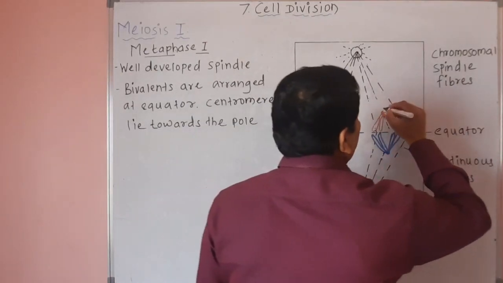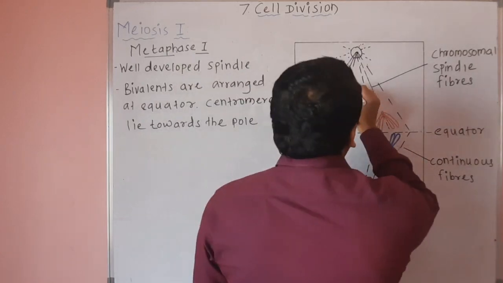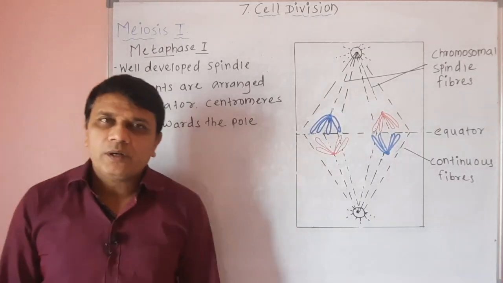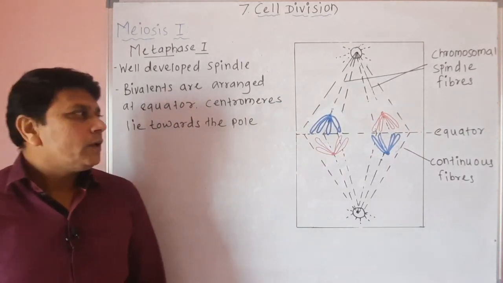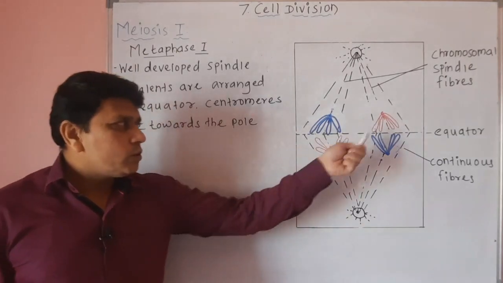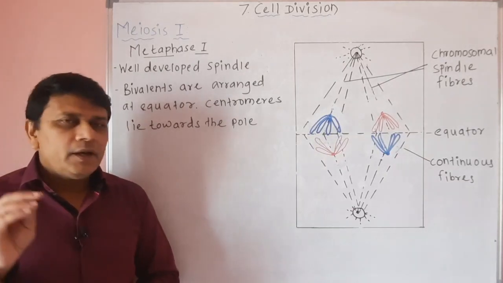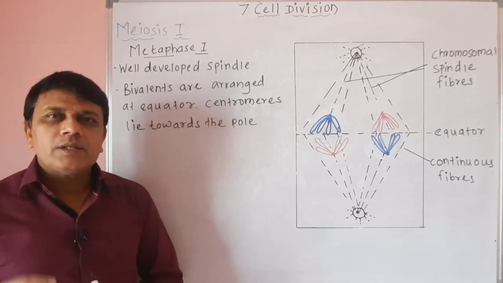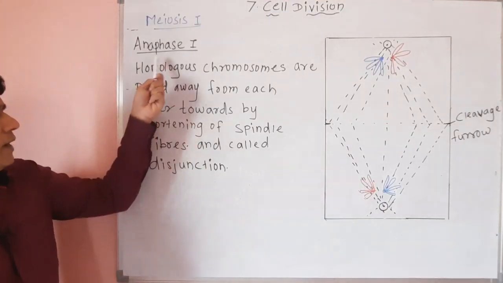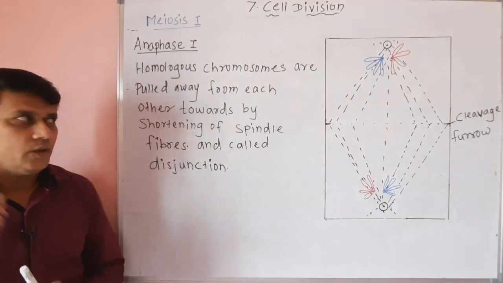Then here we can see the chromosomal spindle fibers. These are the chromosomal spindle fibers, which means they are attached to the chromosomes. In this stage, the chromosomes are arranged at the center, at the equator, and it is called metaphase I. Then the next stage after metaphase I is anaphase I of meiosis I.